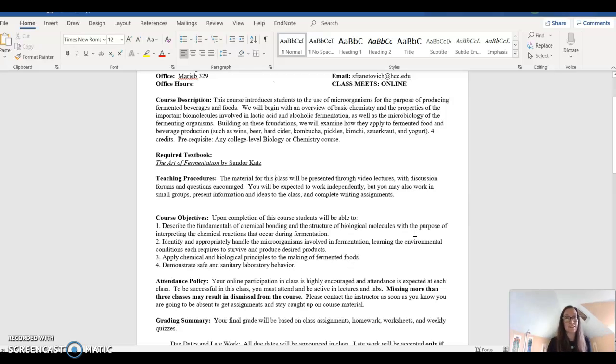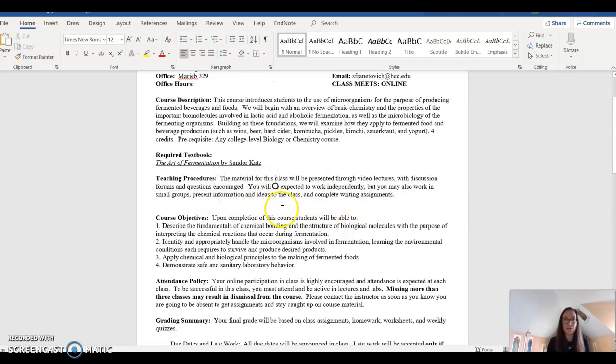The textbook that we will be using is The Art of Fermentation by Sandor Katz. It is more of a cookbook than a textbook, but it has excellent background information about fermenting organisms and the microbiology behind fermentation. So I really enjoy this book, and I think it'll be helpful for us.